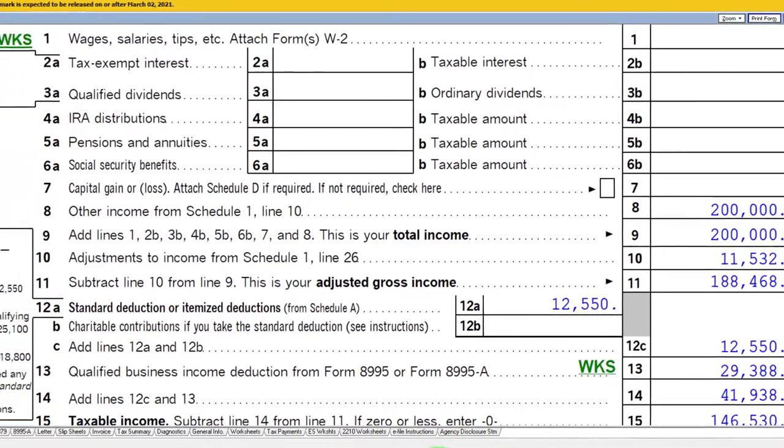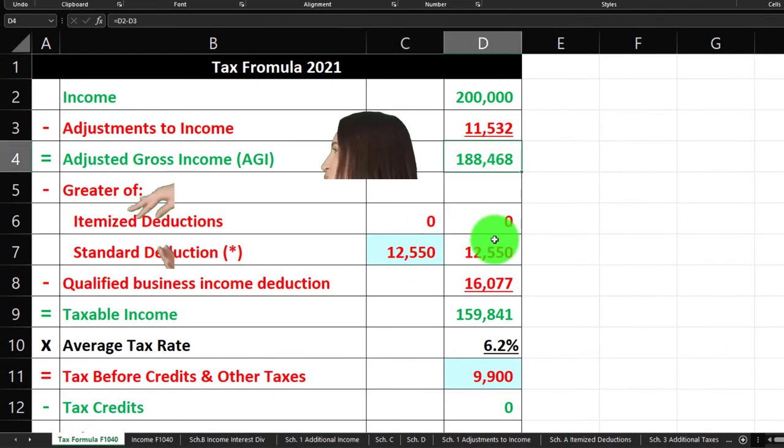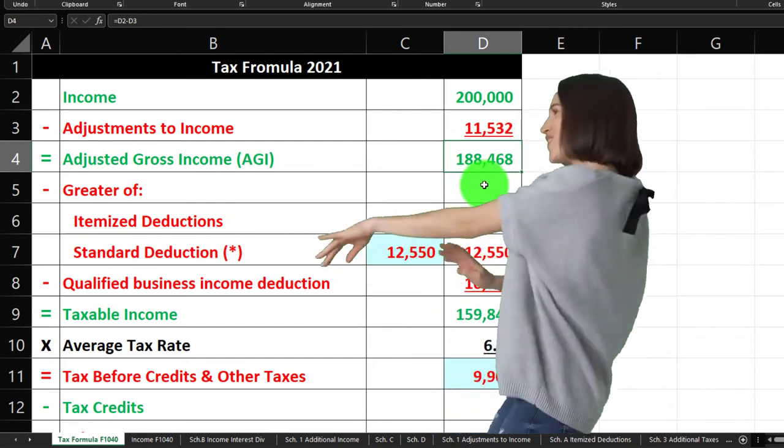188,468. Got a little backwards there. That happens sometimes. Backwards. I do the moonwalk with the numbers.